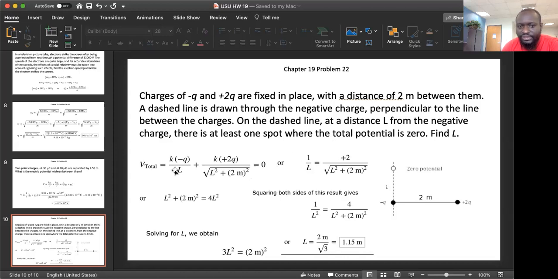So you just solve this. The 1 over L, you cancel, you divide by Q and k. So you have 1 over L equals plus 2 over the square root of L squared plus 2 squared. And then L squared plus 2 meters squared equals 4L squared when you square both sides. Then the result becomes 1 over L squared equals 4 over L squared plus 2 meters squared. And then solving for L, we obtain this, or L equals 2 meters over the square root of 3. So you're going to get 1.15. This square root of 3 will give you a plus or a minus answer, but we are taking the plus answer in this case.